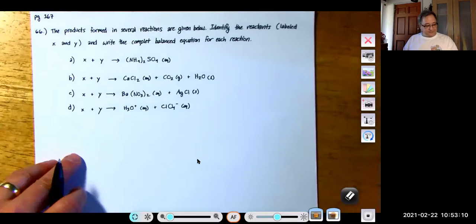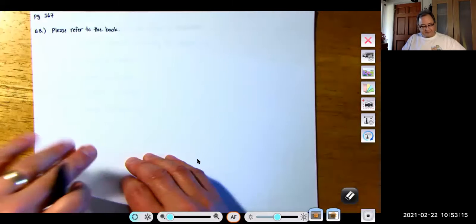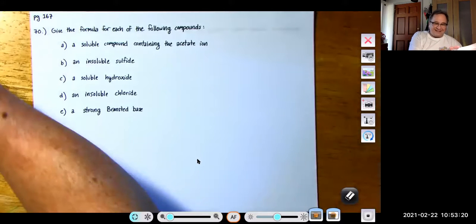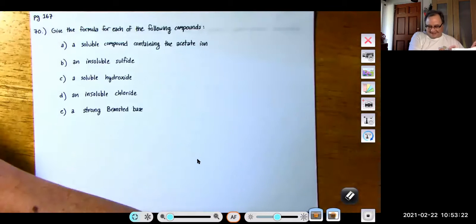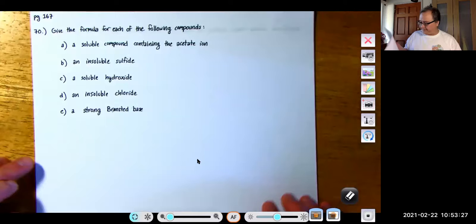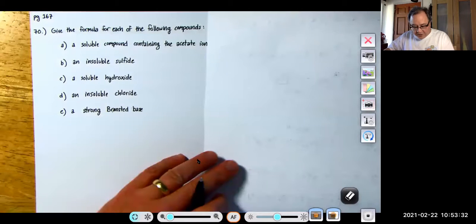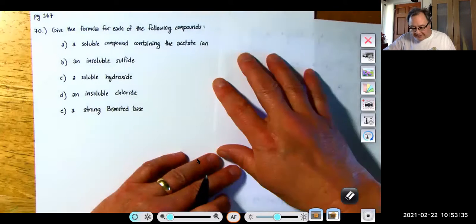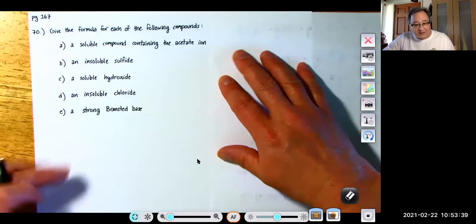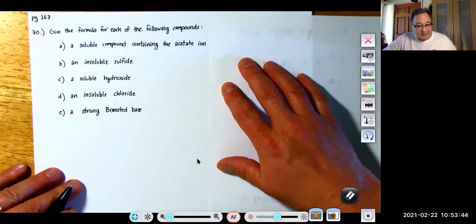66 we already did. 68, refer to the book, not going to do that. Well, we're going through the problems really quick now. 70. Give the formula for each of the following compounds. So, a soluble compound containing the acetate ion. Well, you can't go wrong with putting a sodium with the acetate ion because you know that sodium compounds are soluble as well as acetate compounds.